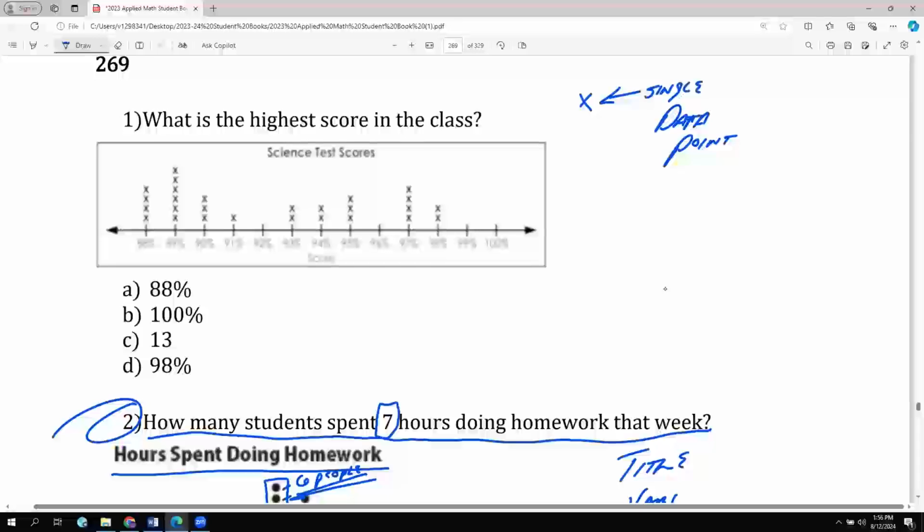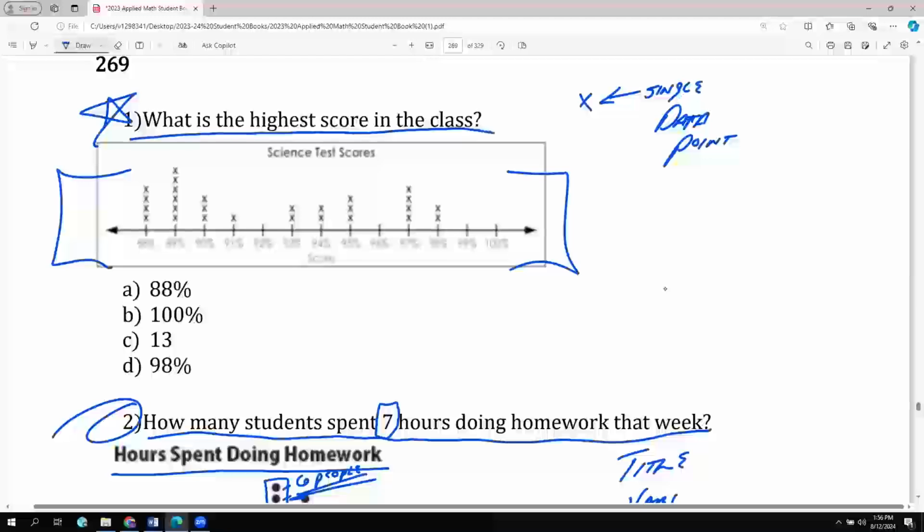Okay, so now that you kind of know how to look at a chart, at a dot plot, what I want you to do is try answering the question by yourself. What is the highest score in the class? Go ahead and pause the video and answer this. Okay, did you come back yet? Here we go.